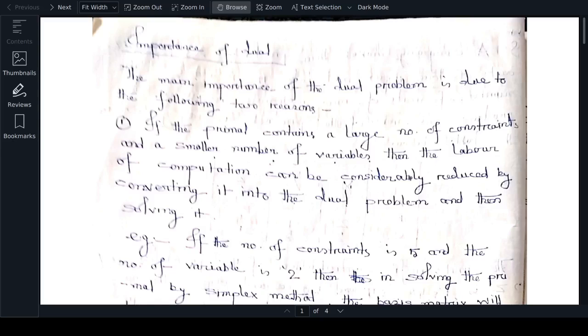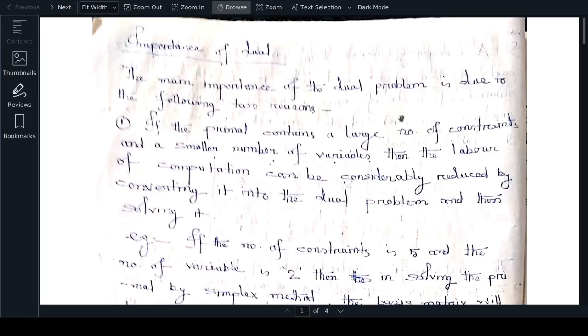Importance of dual. So what is the importance of dual? Suppose one linear programming problem is given, then we use dual, write its dual. So what are its importance? What are the importance? So importance is what?